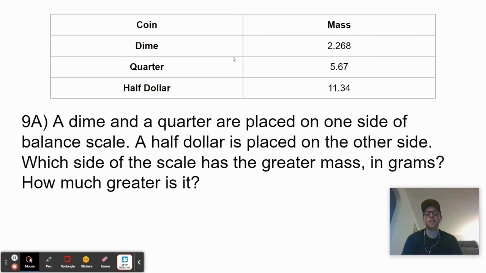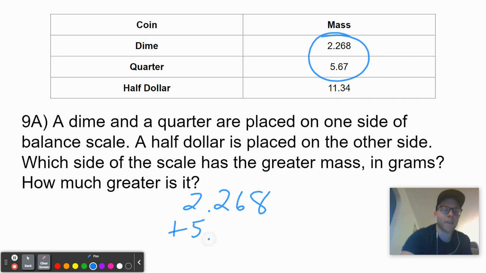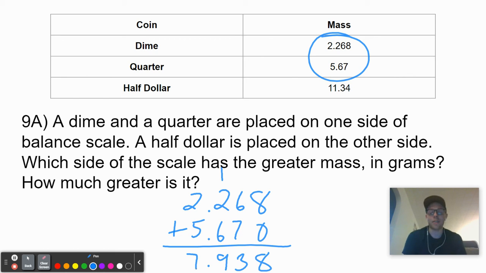The first thing I have to do, because I'm comparing the dime with the quarter on the same side, is I need to combine those two numbers because they are on one side of the balance scale. So I have to do some quick addition. 2.268 plus 5.670. And I get 8, 13, carry the 1, 9, decimal point 7. So 7.938. But that's only part of my problem.